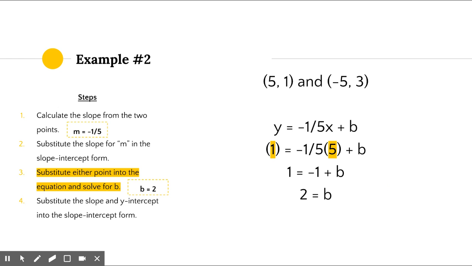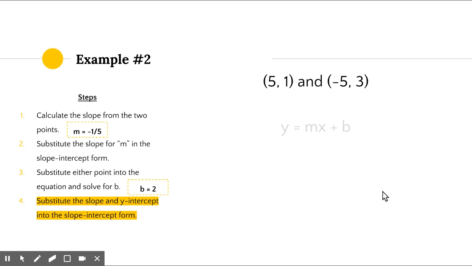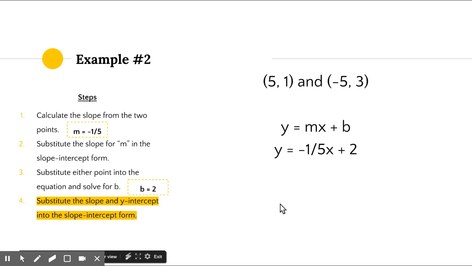Now we have our slope, we have our y-intercept, and we're ready to write the equation. So all we're going to do now is take the slope and the y-intercept and plug that into our equation. And we find out that the equation of the line is y equals negative 1 over 5x plus 2. And that is it.